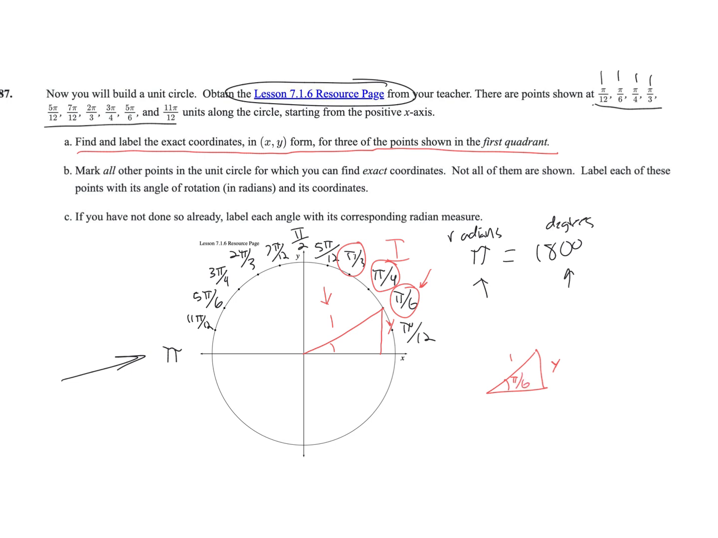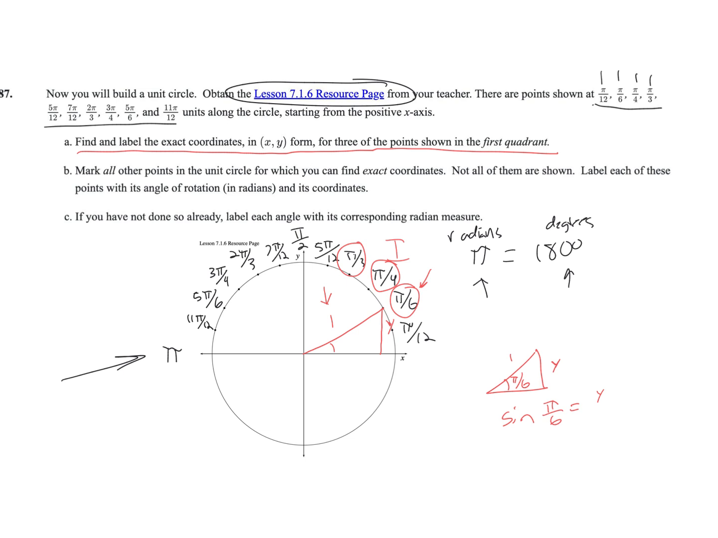I'm looking for that y value, that height, but I know that this angle is pi over 6. So I'm going to go into my calculator, and sine of pi over 6 should be equal to y over 1. So really, that just means sine of pi over 6 should be equal to y. Now, let's be careful when you type this in your calculator.